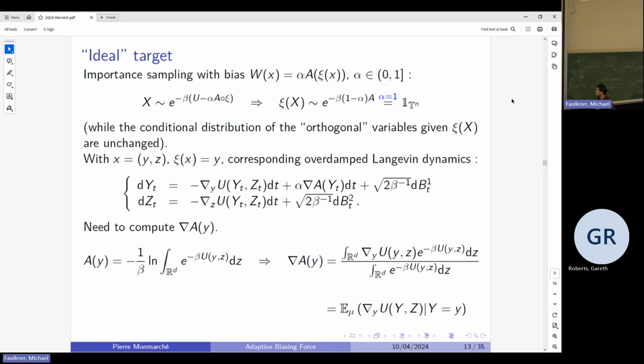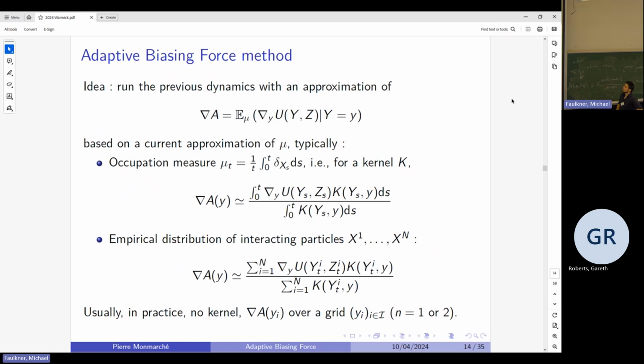Okay, so nice, we can run this algorithm by computing this. Of course, this is a conditional expectation with respect to the probability measure that we are precisely trying to sample. So computing this is at least as difficult as the initial problem, and we have to do that at every step of the dynamics. So it's not going to be good. Of course we cannot do that in practice, and this leads to the adaptive biasing force method. So the ABF, it's the natural idea you want to do. We cannot compute that.